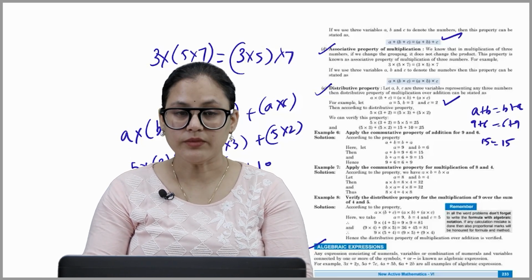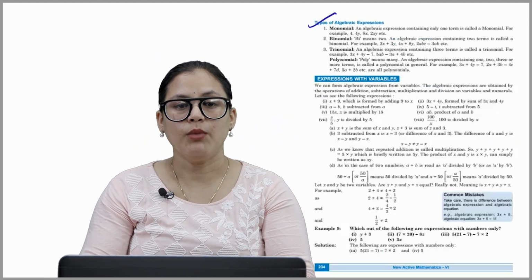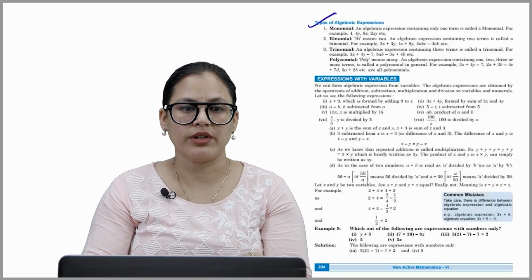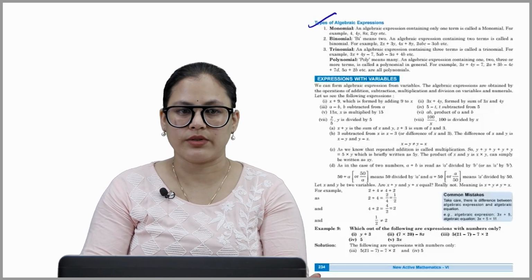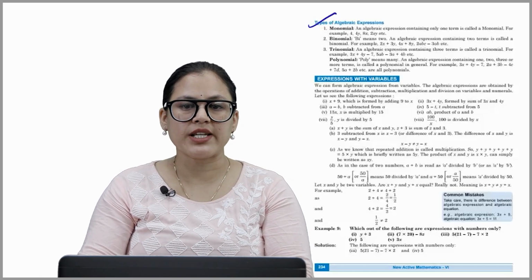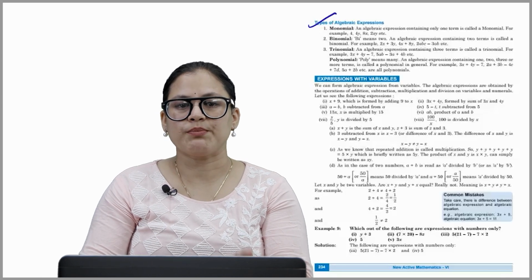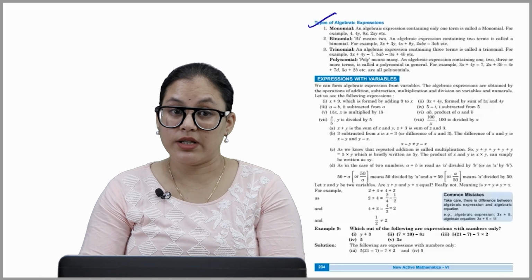Types of algebraic expressions. Number 1. Monomial. An algebraic expression containing only one term is called a monomial. For example, 4, 4y, 8x, 2xy, etc. 2. Binomial. Bi means 2. An algebraic expression containing two terms is called a binomial. For example, 2x plus 3y, 4x plus 8y, 2abc minus 3ab, etc.